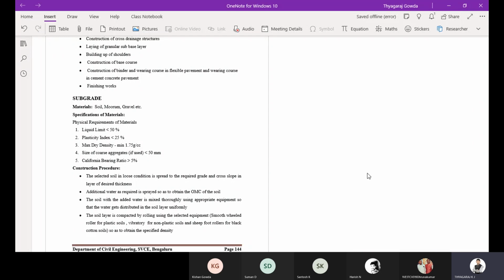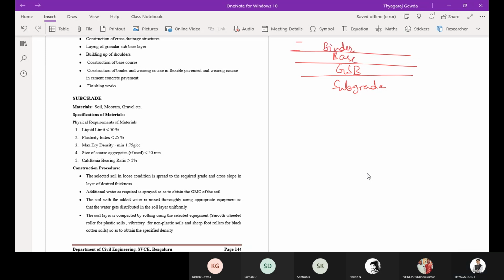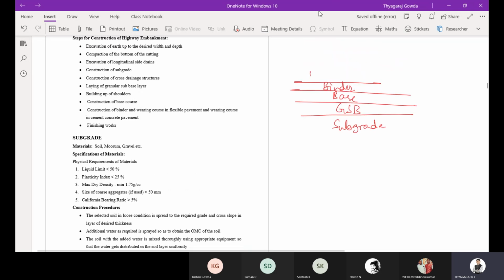Look here. As we all know, the flexible pavement consists of various layers. So we will write one by one. The first one is the subgrade soil, which is the bottommost layer of the flexible pavement. Above that, the GSB layer will be constructed. Above that, the base layer. Above that, binder course. Then above that, wearing course we are going to provide. So this is the typical cross section of the flexible pavement.